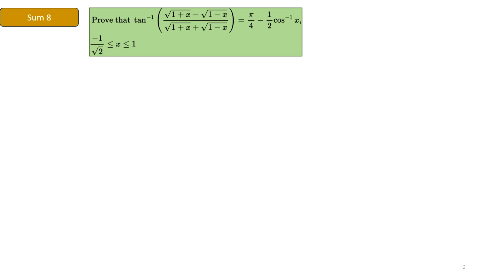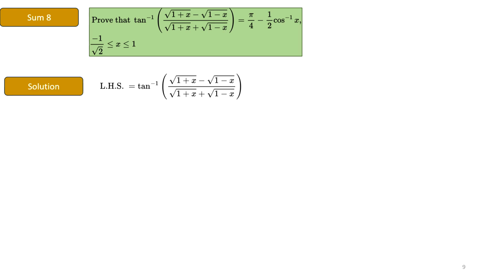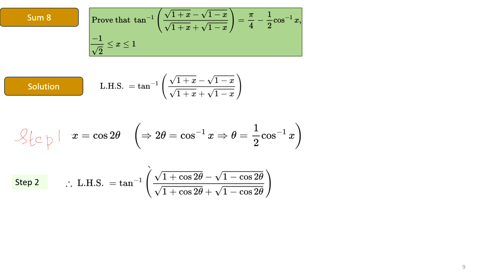Sum number 8. Prove the left-hand side expression provided in the problem statement is equal to pi by 4 minus half of cosine inverse x. In step 1, we will have to think about replacing x with some term which can simplify the expression under tan inverse. We will replace x by cos 2 theta. Next, we replace cos 2 theta in the LHS expression into formulas related to cos square theta and sin square theta.